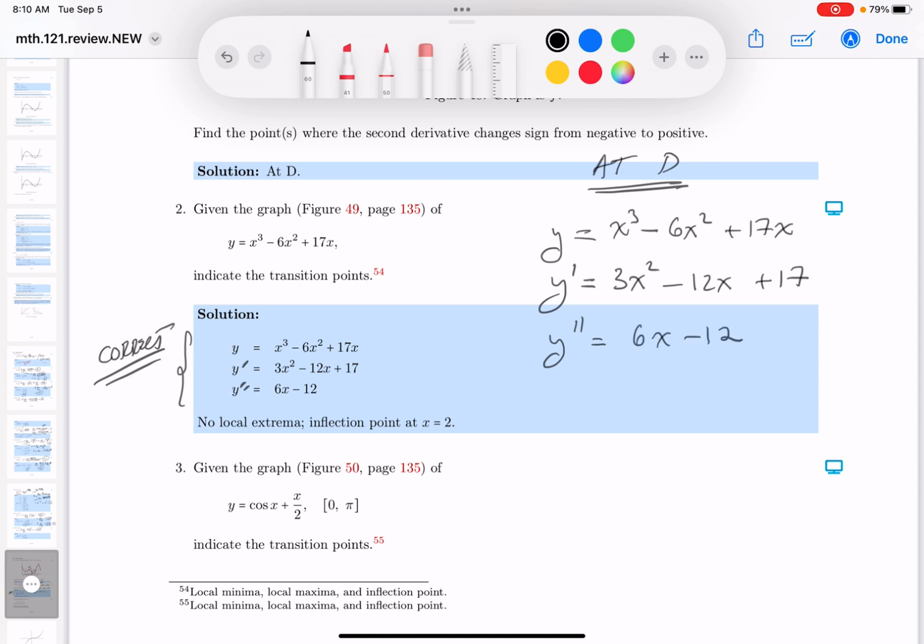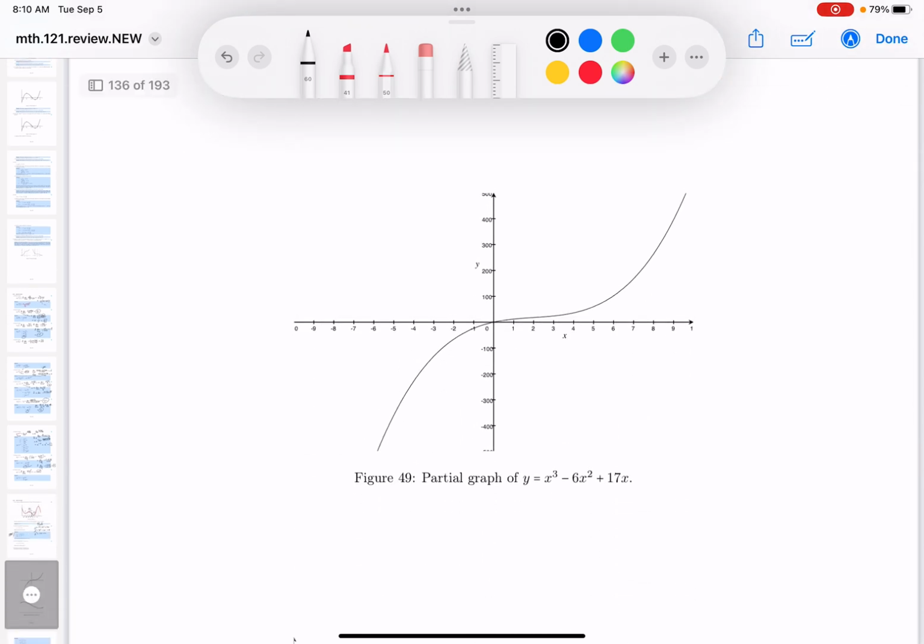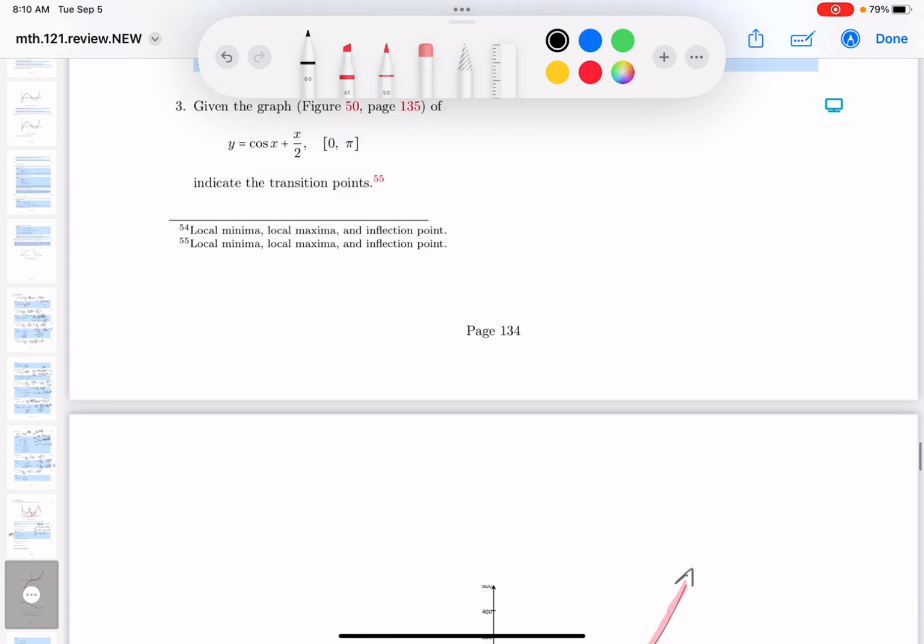So what I'm going to do here is look at the graph they've given me. They've given me a graph that says figure 49 at page 135, and I'm seeing this over here. And what I notice about the graph is that it definitely looks cubic to me. And they want me to indicate points on the curve that they call transition points. So I'm going to look for certain things.